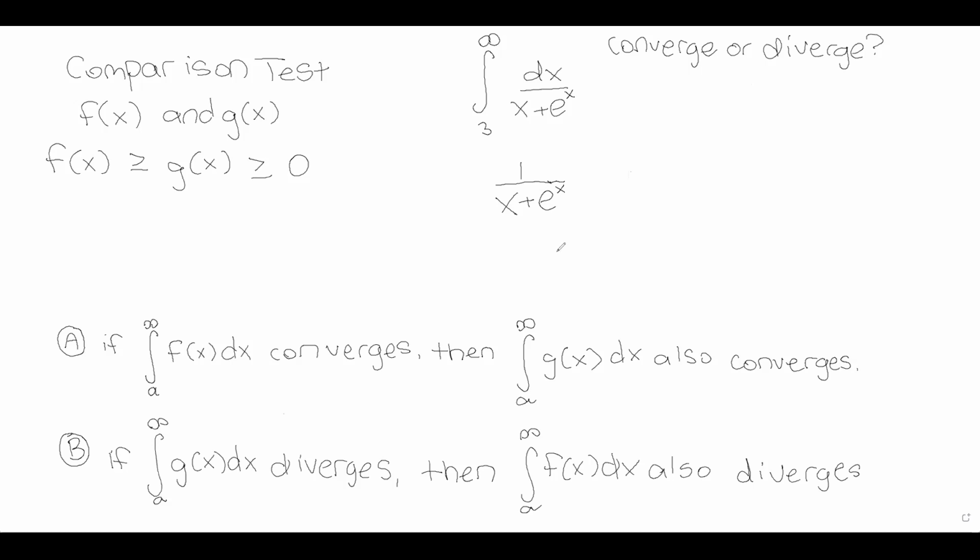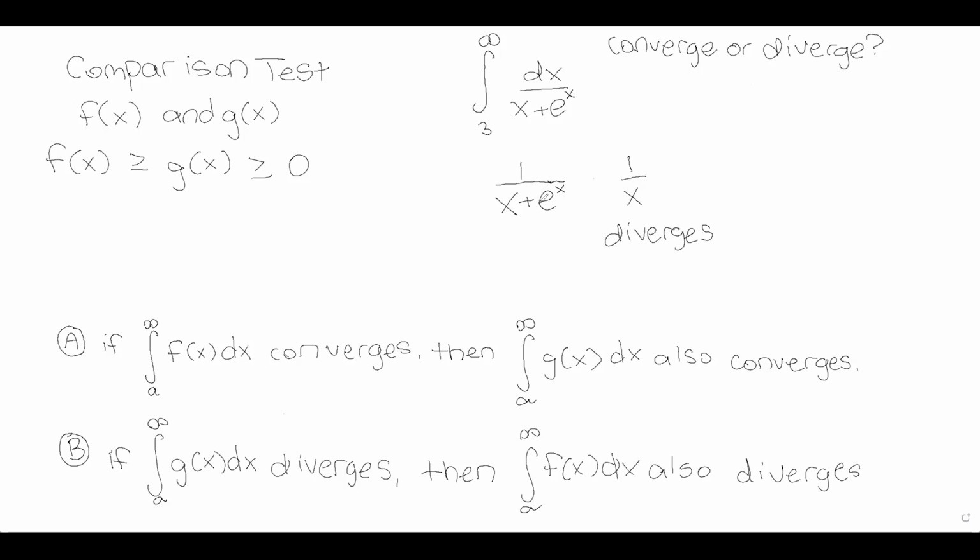We don't have much time, so I think I'm just going to pick something myself. I want to pick 1 over x. And we know 1 over x diverges because this is x to the p power, p is equal to 1, and whenever p is less than or equal to 1, it diverges. So this diverges. Now we want to tell which of these two functions would be bigger.